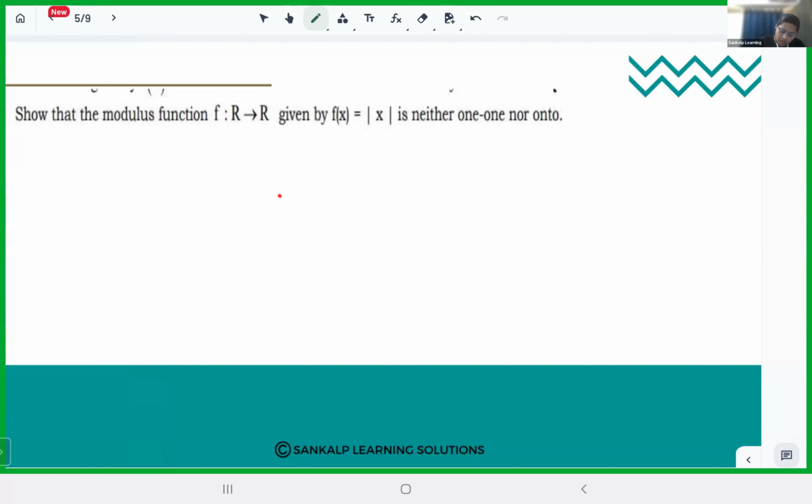So the domain and codomain is the set of real numbers itself, and they are given the modulus function. Mod x means modulus function. We have to show that it is not 1-1 or not onto. It's actually very easy when you do it with the help of a graph. So this is a graph of a modulus function, right?